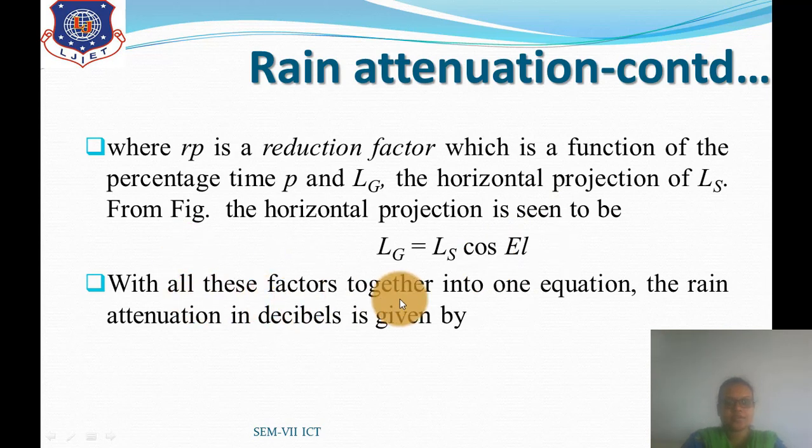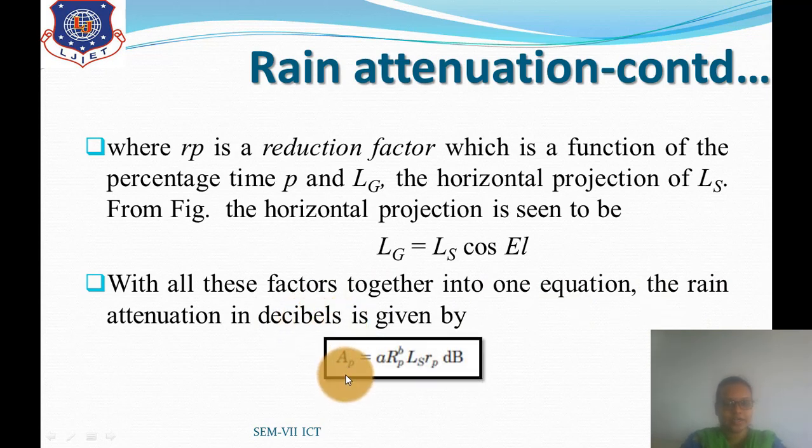With all these factors together into one equation, the rain attenuation in decibels is given by AP, that is total attenuation, is equal to alpha RP to the power beta, where RP is the rain rate. Alpha and beta are the constants, which depend on frequency and polarization, and in place of L we have replaced LS into RP. So here we will get the total attenuation due to rain, right? So this is the equation for the total rain attenuation. Done? So this is very important theory from the exam point of view.